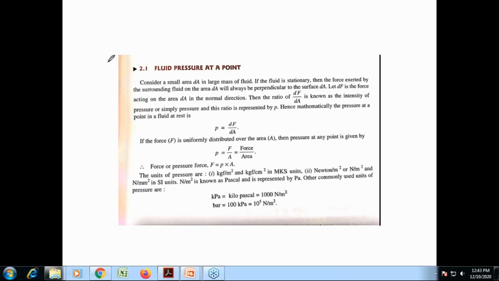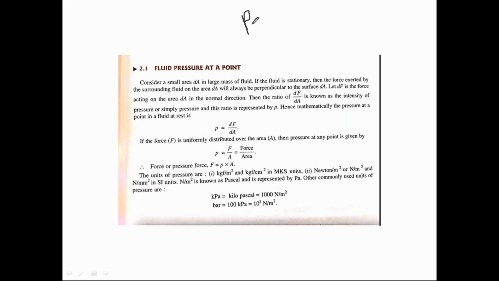The units of pressure are, first, kgf per meter square and kgf per centimeter square in MKS units. These are the MKS units. Second, it can be Newton per meter square or Newton per mm square. These are in SI units. This Newton per meter square is known as a Pascal and represented by Pa.